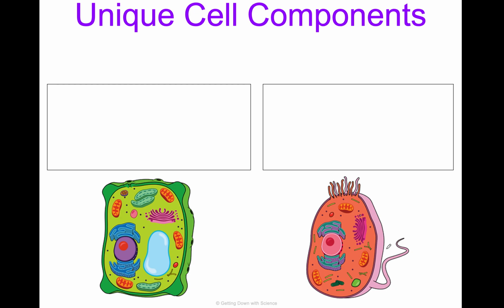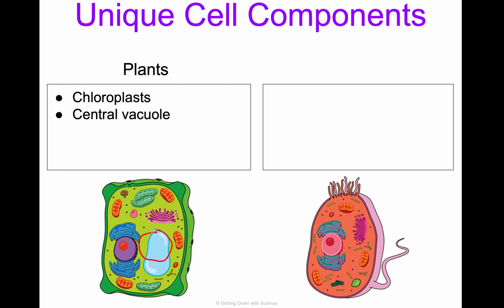So there are a couple differences between plant and animal cells. In plants, they have exclusively chloroplasts. This is plants and photosynthetic algae. They also have a central vacuole. It's right over here. It's really big. It holds water. It increases turgor pressure. We'll get into it. It keeps the plants upright and rigid.